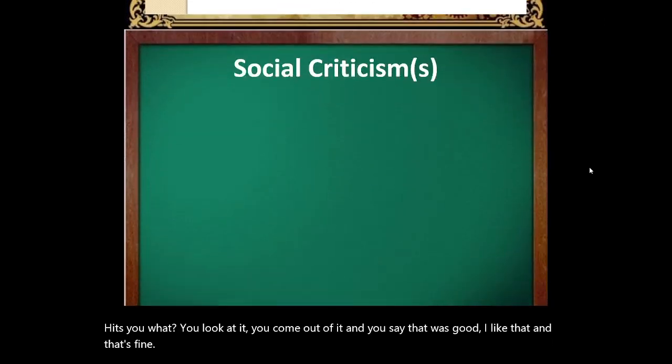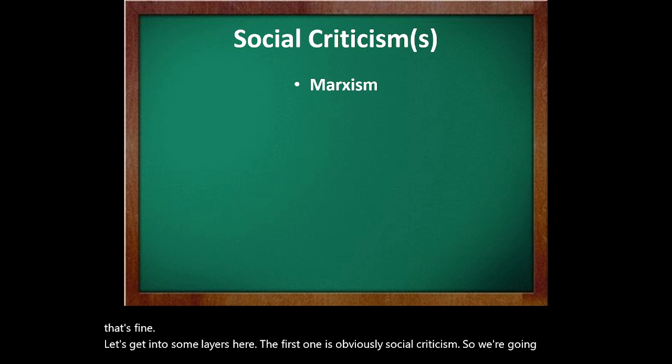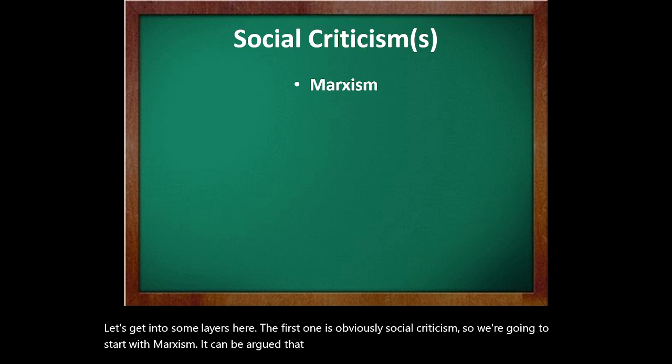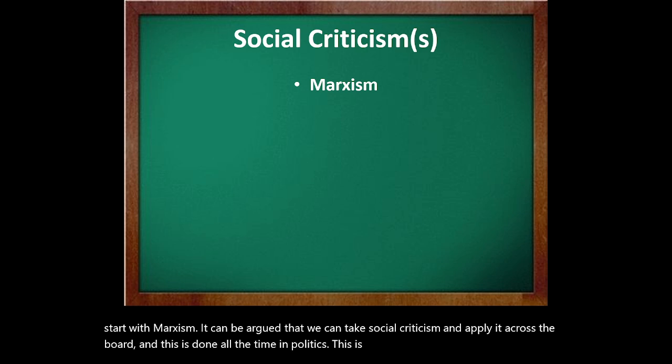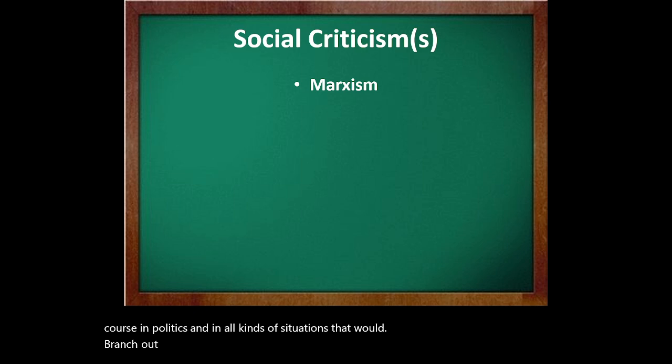Let's get into some layers here. The first one is obviously social criticism. So we're going to start with Marxism. It can be argued that we can take social criticism and apply it across the board. And this is done all the time in politics. This is done not only in literature, but of course in politics and in all kinds of situations that would branch out. So for me, everything really starts with a Marxist approach because everything is sort of a subset in a way of this.